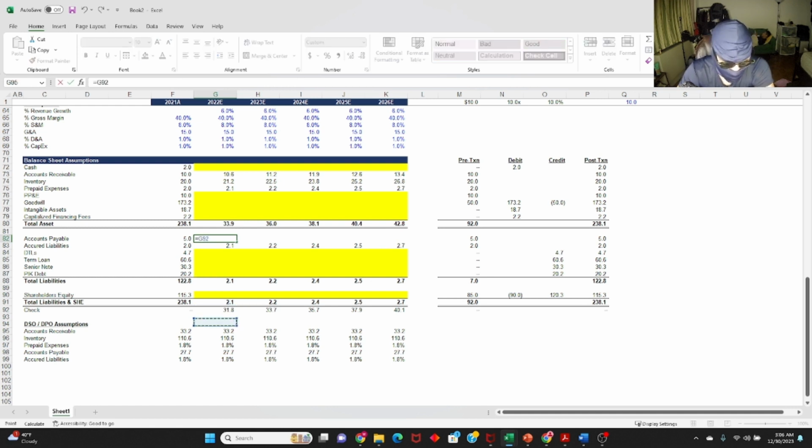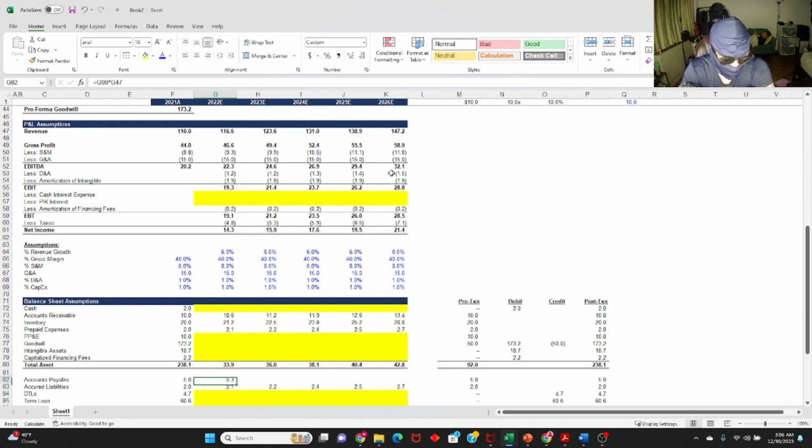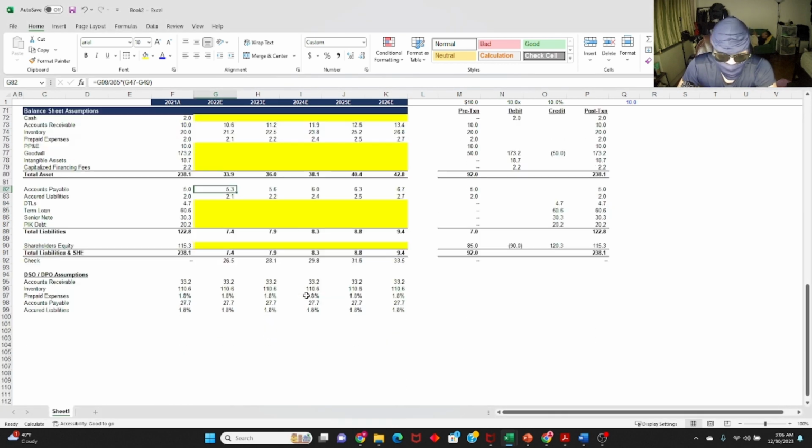Accounts payable, same thing. Take this 27.7 figure divided by 365 times your COGS, so your revenue minus your gross margin again. Gotta push that forward. Okay, so basically right now we've successfully forecasted and pushed forward your current liabilities and current asset assumptions.